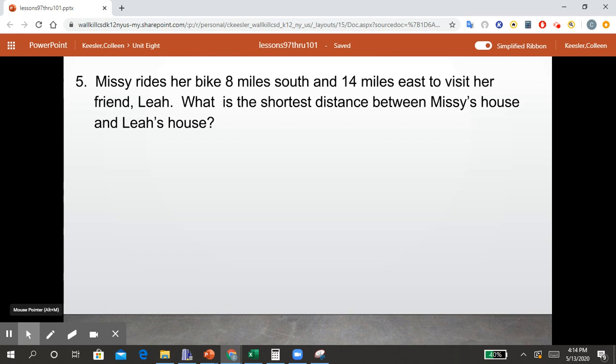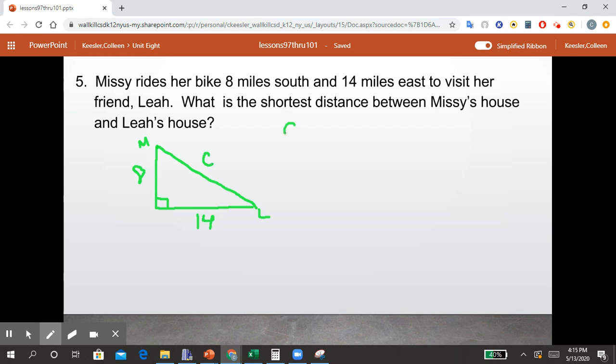Now, typically when you're driving, you can't go that most direct route, but we can still calculate what that distance would be. So again, Missy is driving 8 miles south. So let's say she started here. This would be our 8 miles south. And then she turns 14 miles east to get to her friend Leah. So this is Missy and this is Leah. Then the direct route, with this being our right triangle, would be this distance here. The direct route without having to do any turning to get there. All right, so we know she went 8 miles south, so that's this leg, and 14 miles east, so that's this leg. We want to find the shortest distance, which would be the hypotenuse.